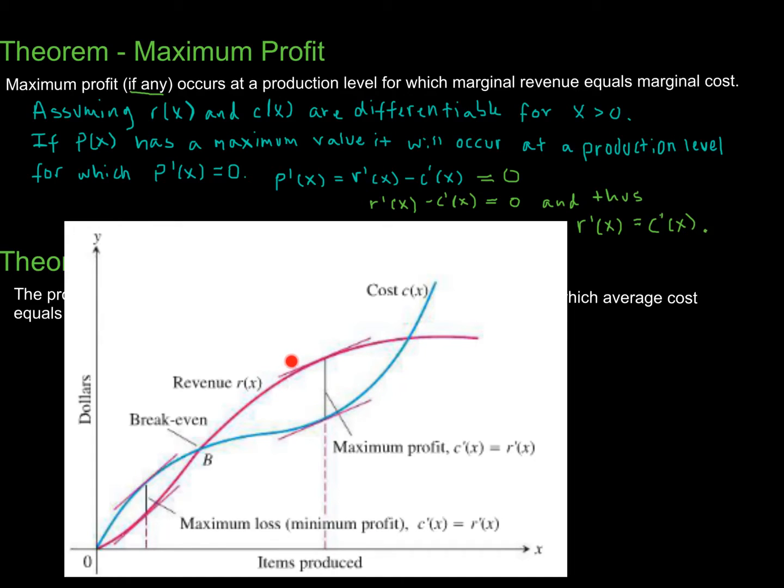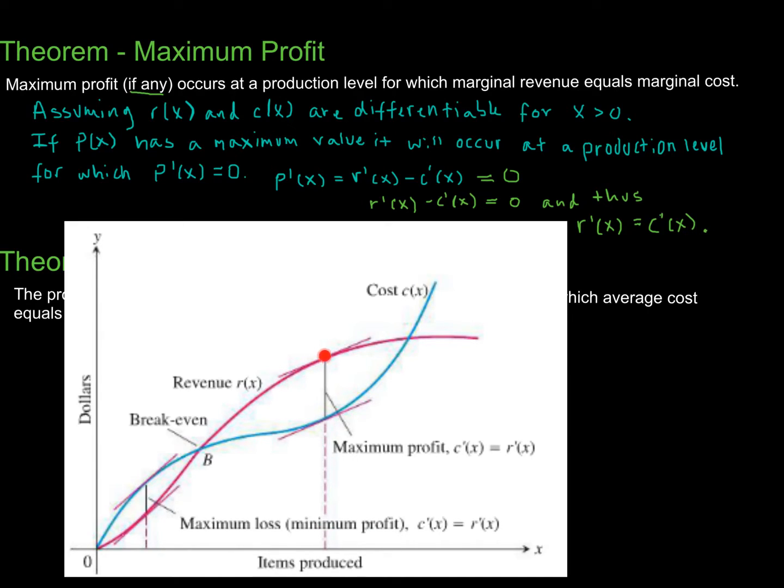Here we see the situation arise again. We see that the derivative of the revenue is equal to the derivative of the cost. In other words, marginal revenue is equal to marginal cost. And I want to stop here for a second to remind us of our interpretation for marginal revenue. What marginal revenue tells you is that for this particular production level, this is the instantaneous rate at which the revenue is changing.